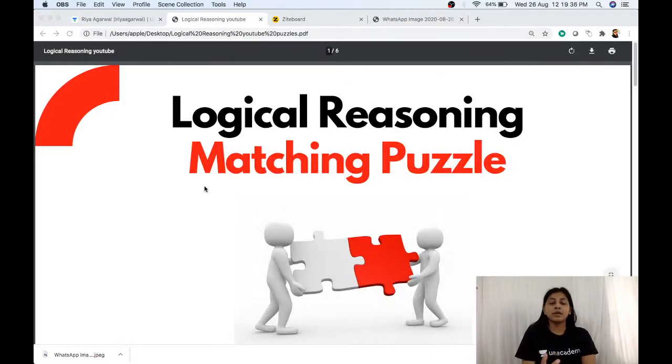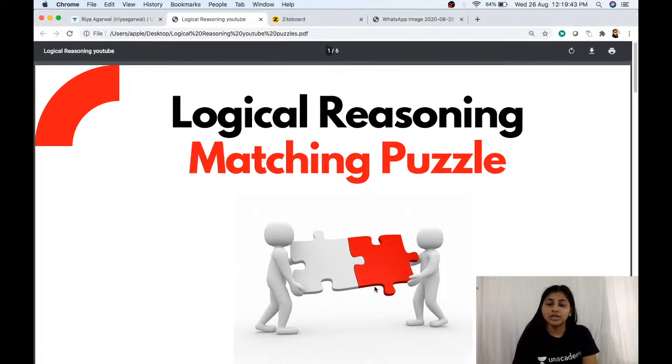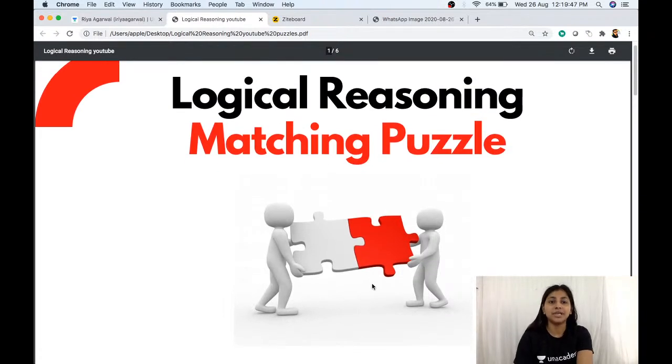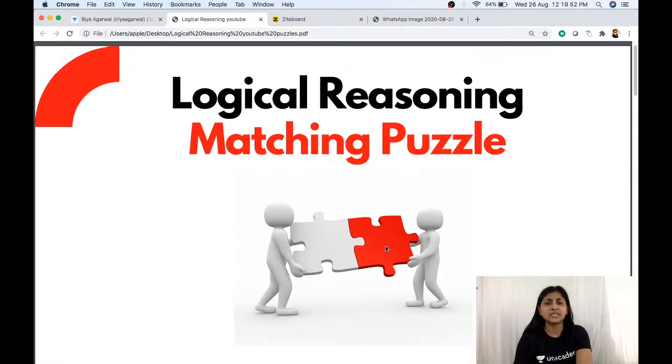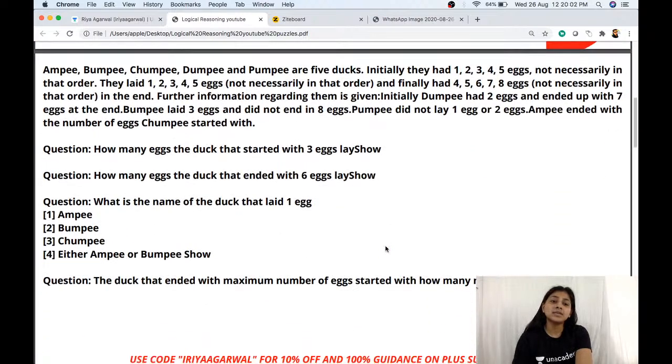Hello everyone, welcome back. Today we are going to cover the topic matching puzzle. In this we are going to see some puzzle related questions which will be helpful for your MBA entrance exams. So we learn from the basics how to solve. I've taken a few very basic questions, so we learn from the beginning, step by step, how we can solve different kinds of puzzle questions. Okay, let's begin. So here's the first set.